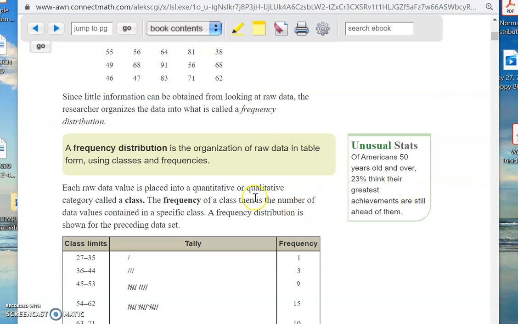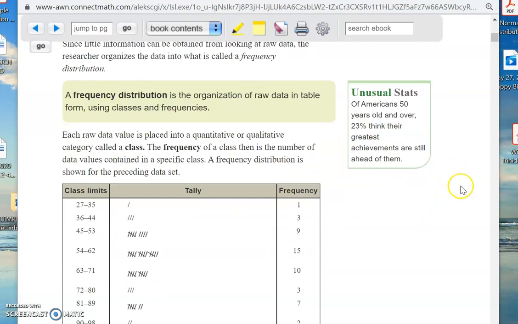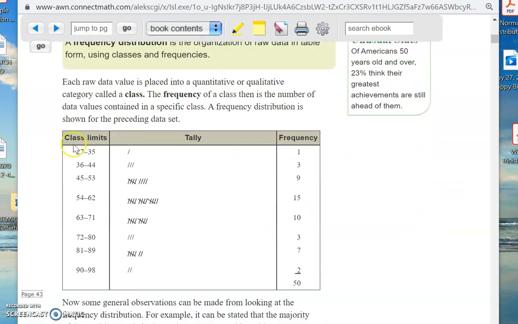And a frequency distribution is the organization of raw data, and it's going to be in a table form. Now we call this a table, right? It just is a table of information. And we're going to use classes and frequency. So classes is over here, and then this is the frequency over here.